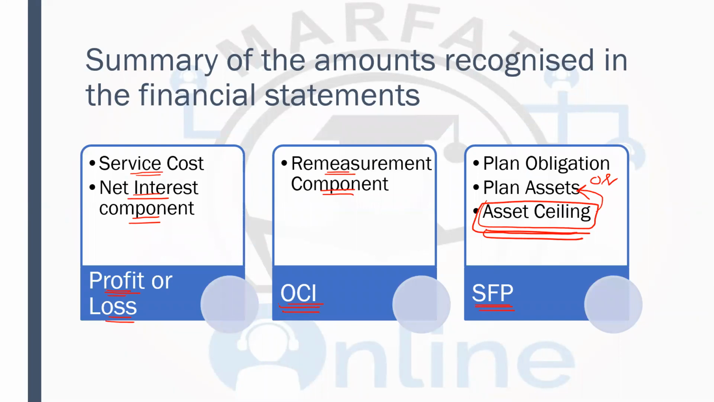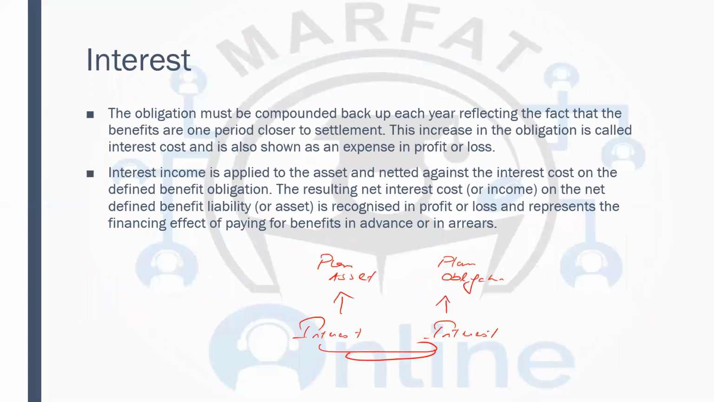And this is the summary. In the profit and loss, we are going to record the current service cost, past service cost, which is the service cost, and the net interest. In the other comprehensive income, we are going to record the remeasurement gain or loss. And in the statement of financial position, it is either going to be a plan asset or plan obligation, but there is a concept of asset ceiling, which we will be studying later on.